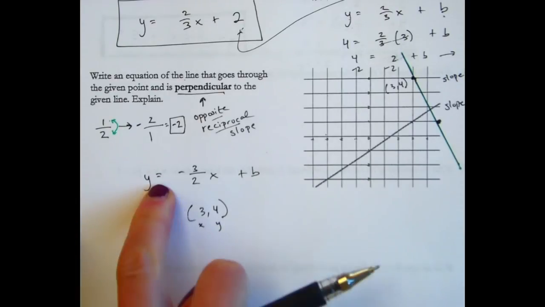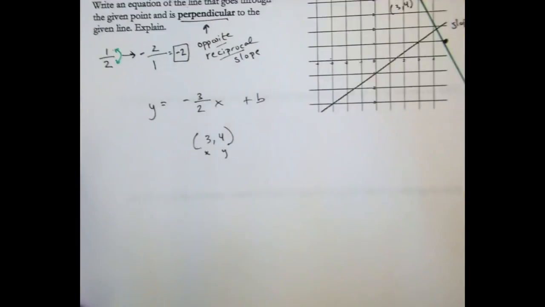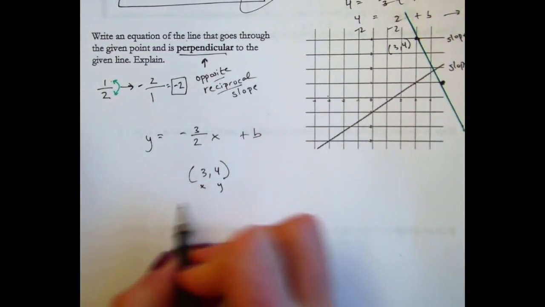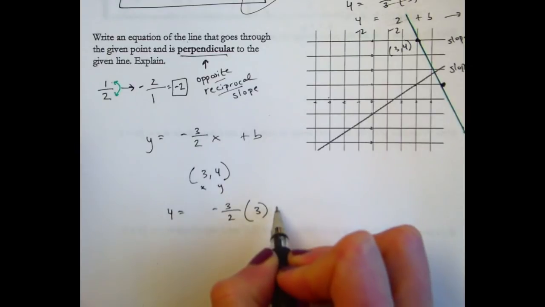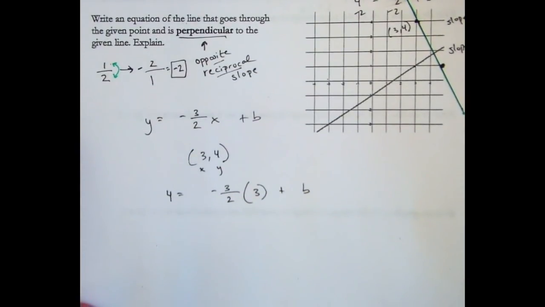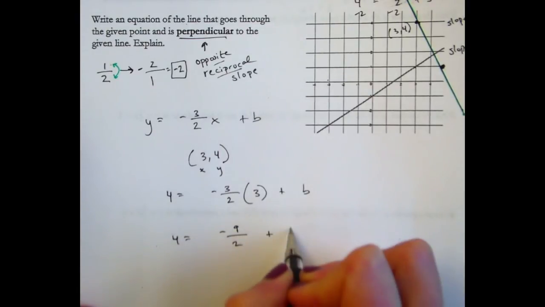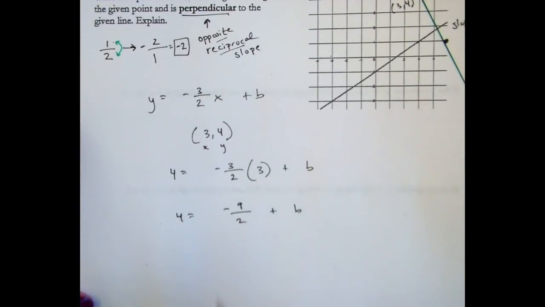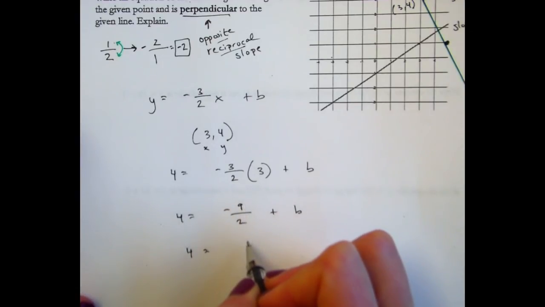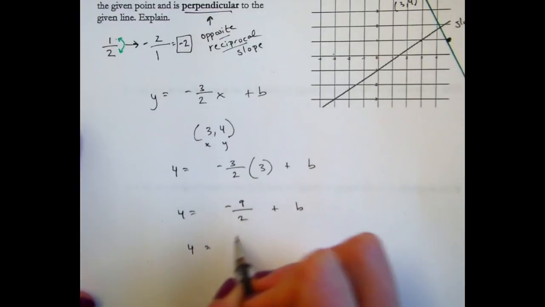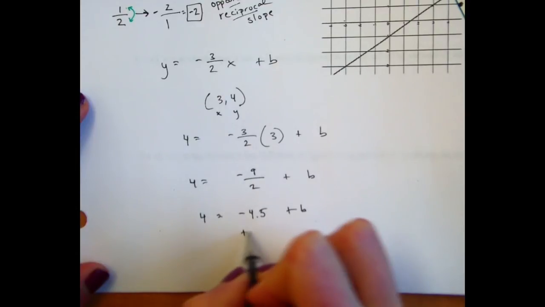So we have 4 equals negative 3 over 2 times 3 plus b. 4 equals negative 9 over 2 plus b. If I do this in my calculator, 9 divided by 2, I'm going to get 4.5, negative 4.5 plus b. And then add 4.5 to both sides, and I will get a final answer of b, or my y-intercept, is equal to 8.5.